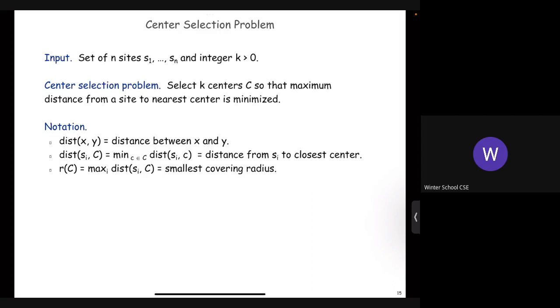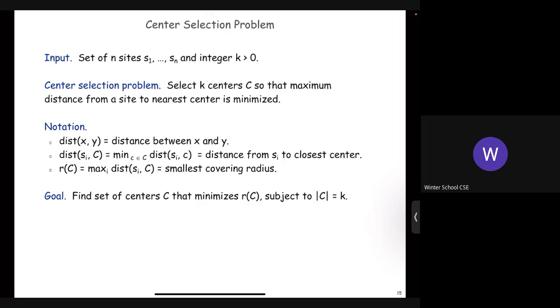And what is R of C? Okay, which site has the maximum distance to the center? That is the bad guy, the one who is penalized. Okay, notation. Now we have to find a set of centers C that minimizes the maximum distance anybody has to travel to a center, the maximum distance from a site to one of the centers, subject to the constraint that you are only allowed to put K centers.